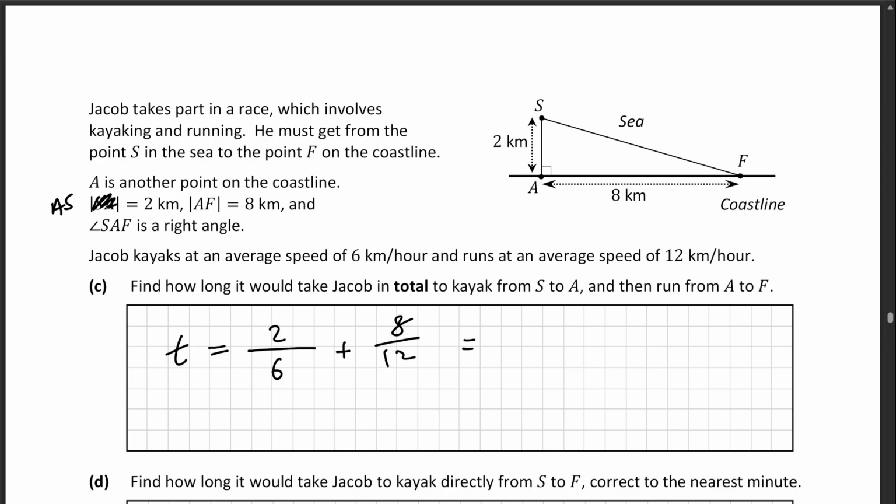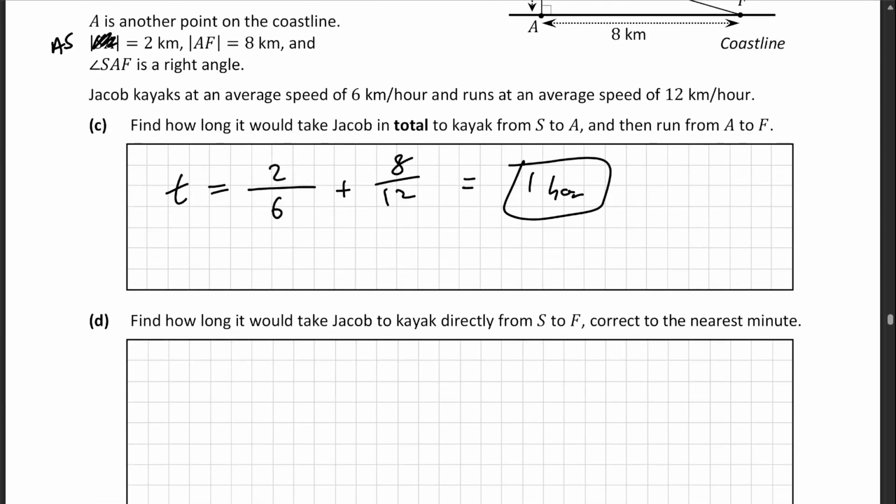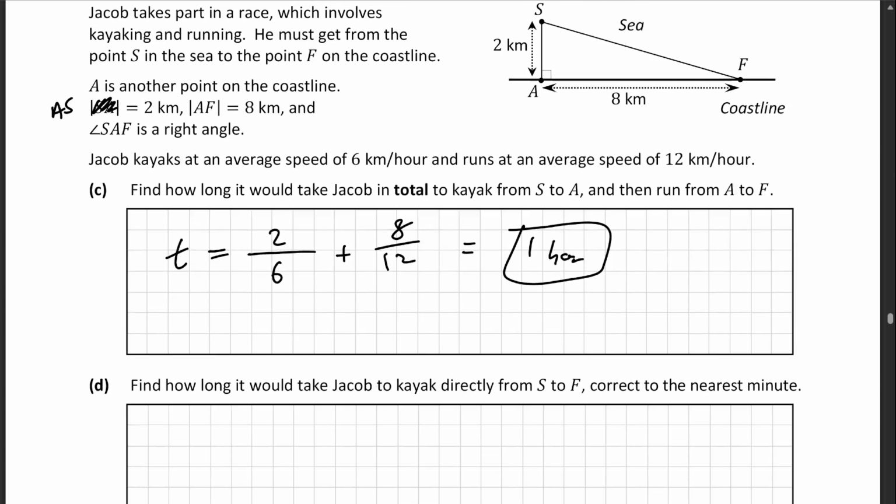So 2 over 6 plus 8 over 12 gives just 1 hour. Okay, that's convenient enough. Find how long it would take Jacob to kayak directly from S to F, correct to the nearest minute.